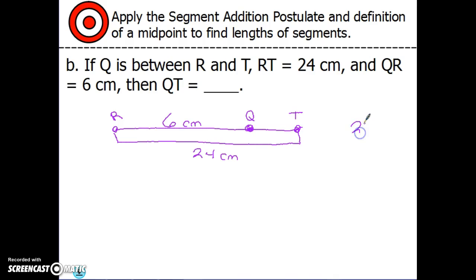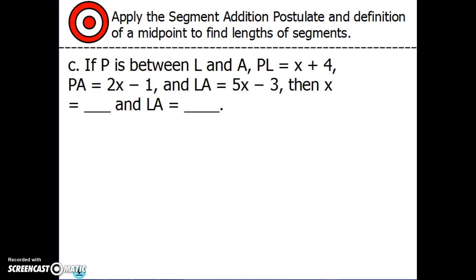What I would do is I would do 24 minus 6. That would tell me that this is 18, which would make sense to me, right? Because if I added 18 and 6 together, that would give me the whole length, which would be 24. So the length of QT is 18 centimeters. So that diagram is so important to these problems. Please make sure you are using it.